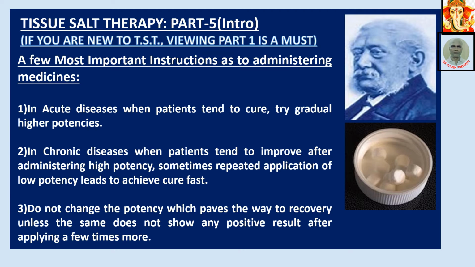A few most important instructions as to administering medicine. Number 1. In acute diseases, when patients tend to cure, try gradual higher potencies. Number 2. In chronic cases where patients tend to improve after administering high potency, sometimes repeated application of low potency leads to achieve cure fast. Number 3. Do not change the potency which paves the way to recovery unless the same does not show any positive result after applying a few times more.